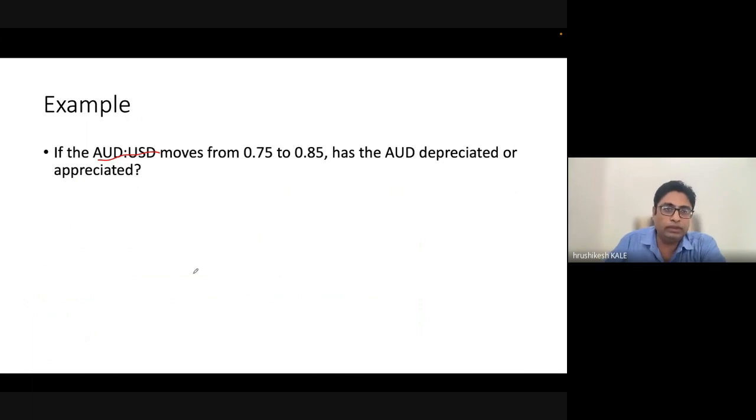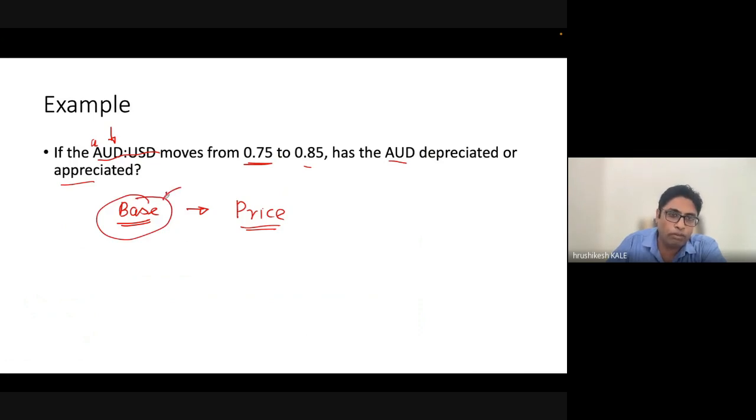AUD upon USD. So here AUD is the base currency. That means for one AUD, I'm getting 0.75 USD. Now, if AUD moves from 0.75 to 0.85, has AUD appreciated or depreciated? That's the question. We have not yet seen appreciation and depreciation of currency; we are going to see it. Always remember, it's easy to understand appreciation and depreciation in terms of the base currency, and it's exactly opposite for the price currency. So we will always calculate appreciation and depreciation in terms of the base currency, and then take the reciprocal to say it for the price currency.